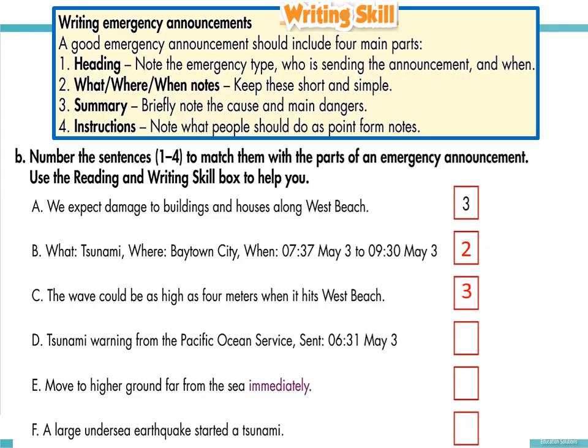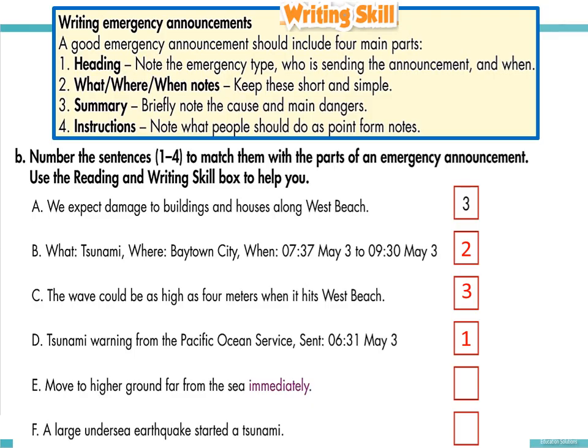Okay. And how about D? The tsunami warning from the Pacific Ocean Service, sent 6:31, May the 3rd. So you can see the screen. The tsunami warning here, note the emergency type. Okay. And who is sending the announcement here? From the Pacific Ocean Service. And when? Here you see. So the number 1. Okay, very good.